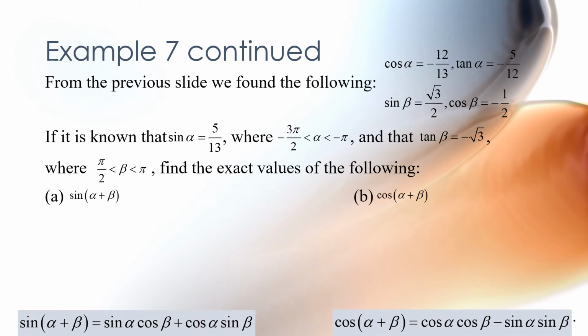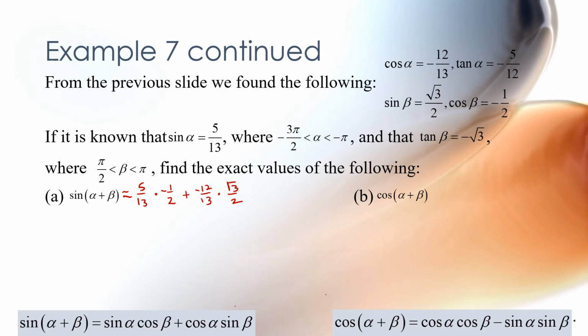And so let's take a look at part A and part B. Part A says to find the sine of alpha plus beta. So using the identity that's written down at the bottom, I need to know what the sine of alpha is. The sine of alpha was given to me as 5 over 13. I'm going to multiply that by the cosine of beta. The cosine of beta I found to be negative 1/2. Then I'm going to add that to the cosine of alpha, which is negative 12 over 13. And I'm going to multiply that by the sine of beta, which is square root of 3 over 2.